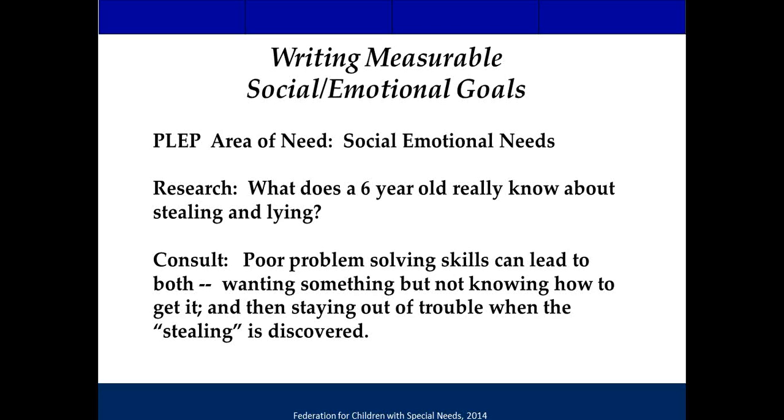Area of need, social emotional needs. That's probably a thing that he does everywhere he goes, in the community, at school, in the residence, wherever he is. So what does a 6-year-old really know about stealing and lying? You'd be surprised when you do the research that they don't know a whole bunch about it. They don't even have those labels in their head yet. So the consult would say that the kid has poor problem-solving skills that can lead to wanting something but not knowing how to get it, and then staying out of trouble when the stealing, in quotes, is discovered.